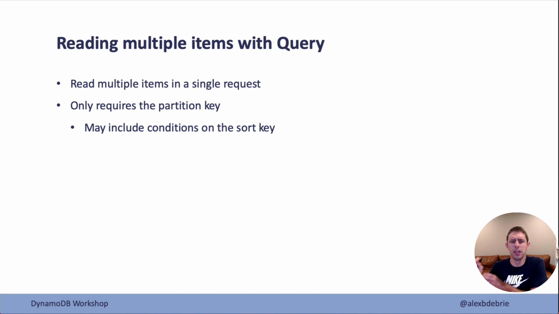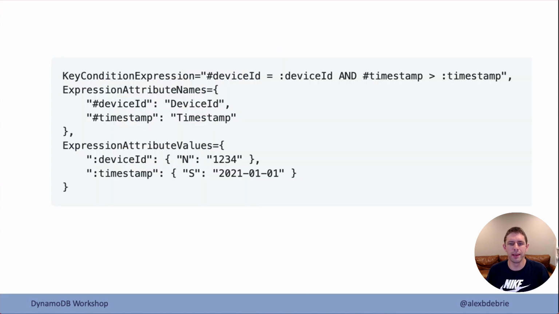We're going to have a task showing how to use query, but before we do that, I want to talk about something called expression attribute names and values, because you're going to see these in DynamoDB expressions, whether it's condition expressions, update expressions, or as we're going to do here, key condition expressions, and they can kind of throw you off if you're not sure what you're doing. So I'm going to show that with an example.